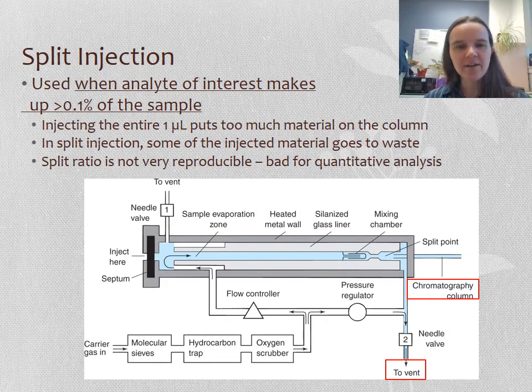With split injection, you're going to use this if your analyte makes up greater than 0.1% of your sample. You put the whole microliter of this onto the column. It's going to be way too much. In that split injection, you're able to get some of it to go to waste. And the thing is, though, the split ratio is not very reproducible. The split ratio being how much goes to the vent waste versus how much goes to the column, which is really bad for quantitative analysis. And so hopefully you're using an internal standard.